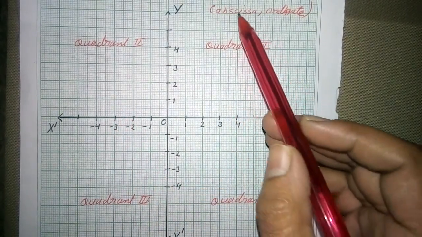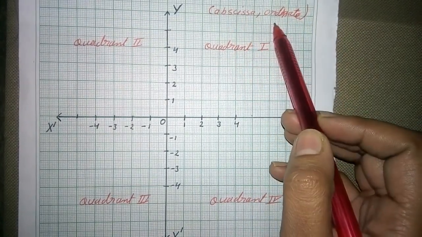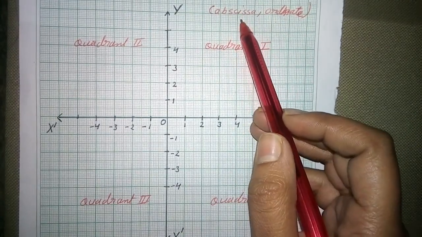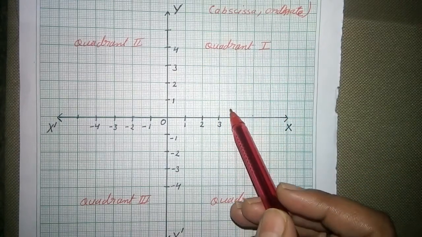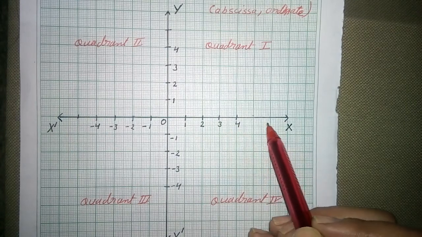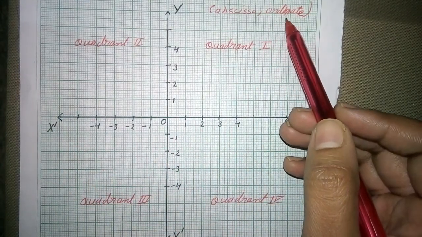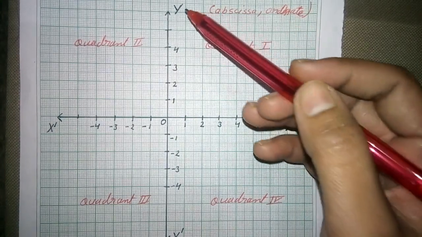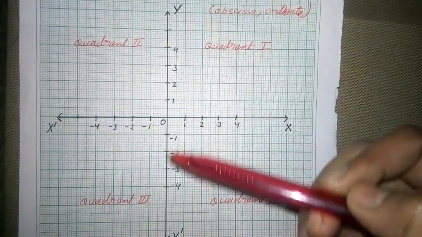There are 2 terms, abscissa and ordinate. Abscissa is the value of x, and the value of x is always located on the x axis. The ordinate is the value of y, which is always located on the y axis.